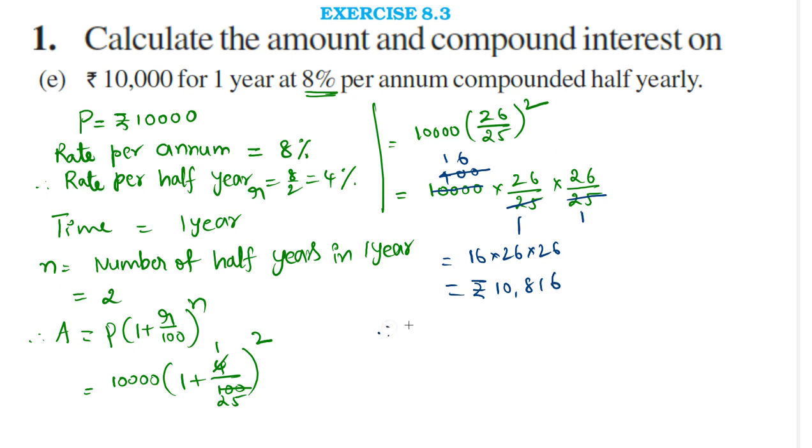So therefore, compound interest equal to total amount A minus principal amount P. So total amount is rupees 10,816 minus P is rupees 10,000. So that will be equal to rupees 816. This is the compound interest. With that, the first problem in exercise 8.3 is completed.